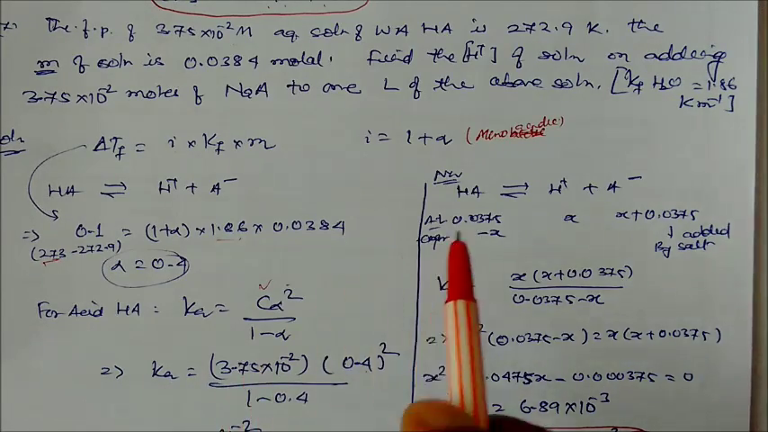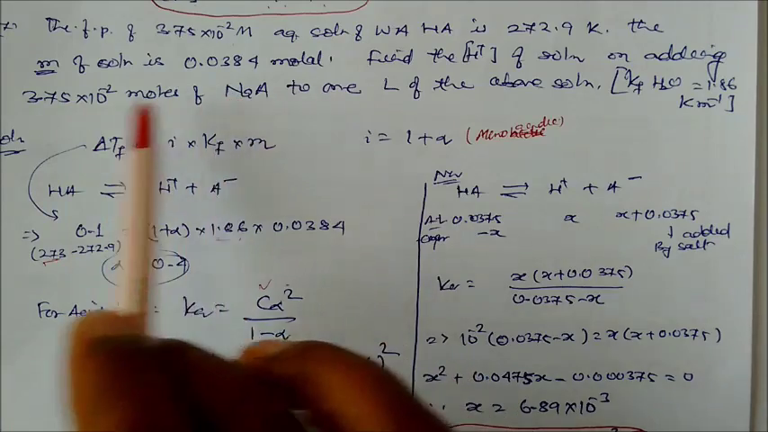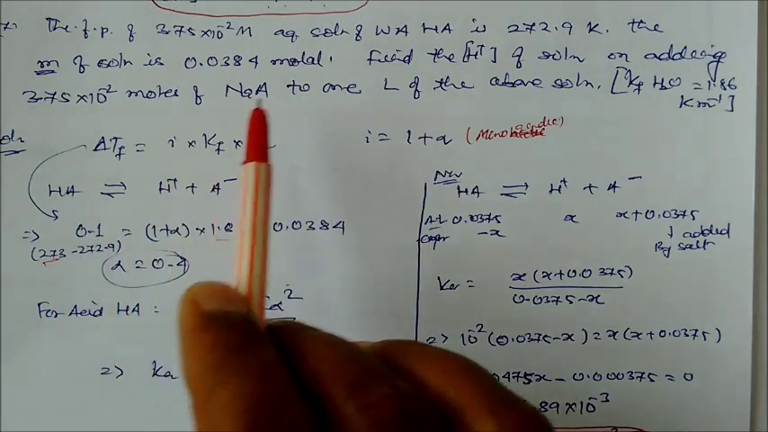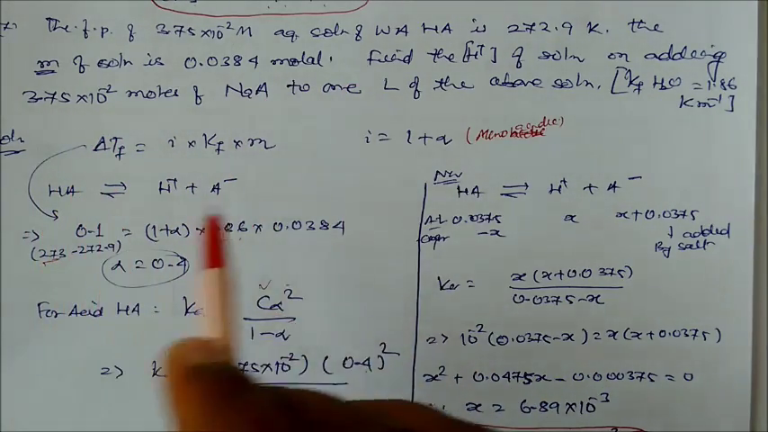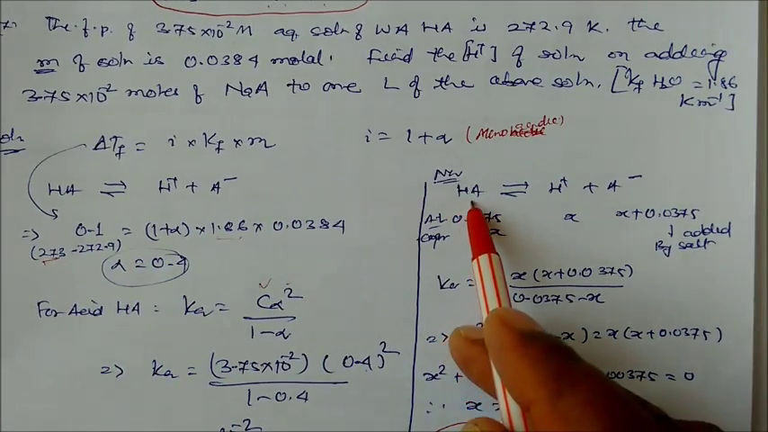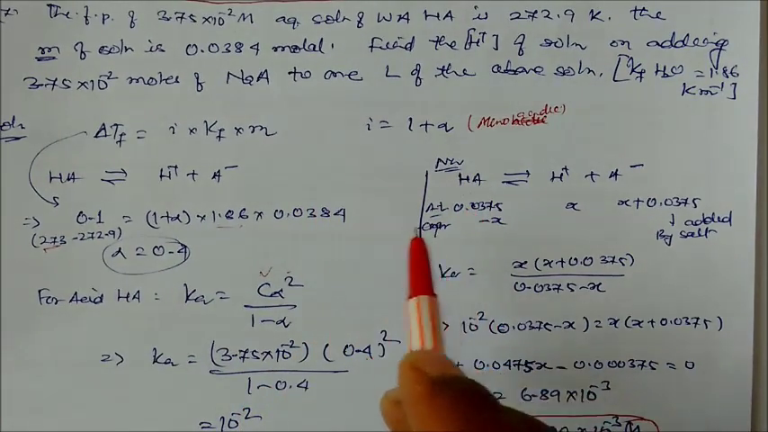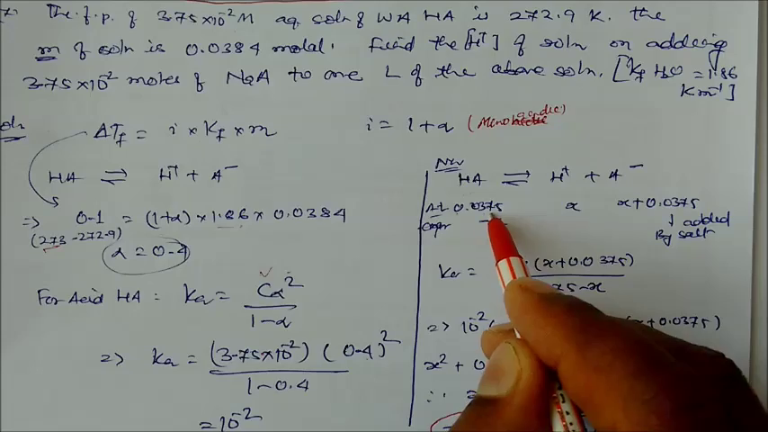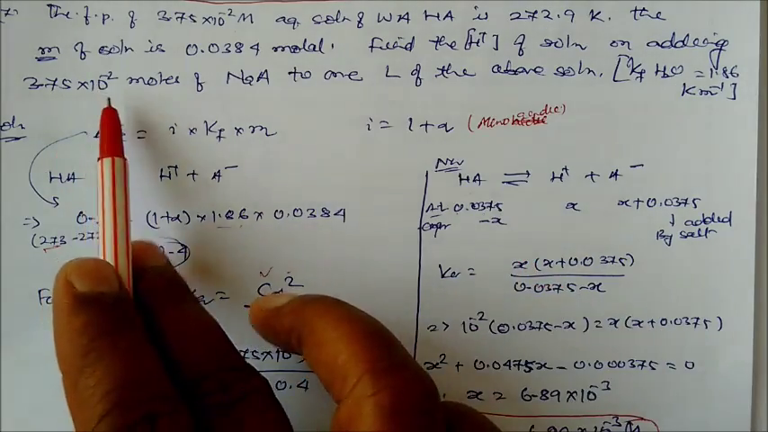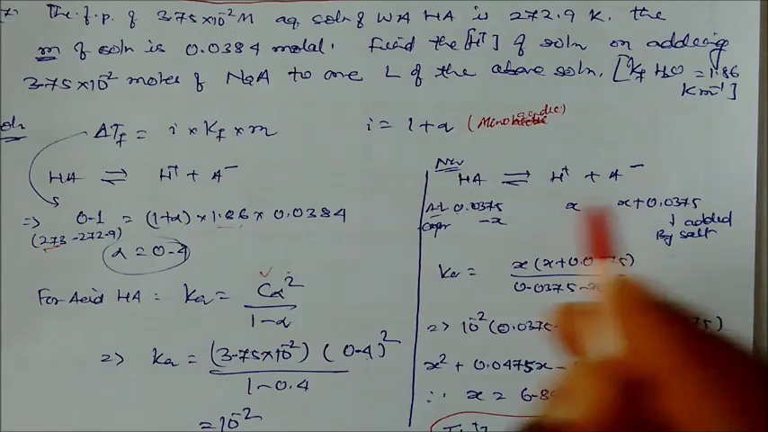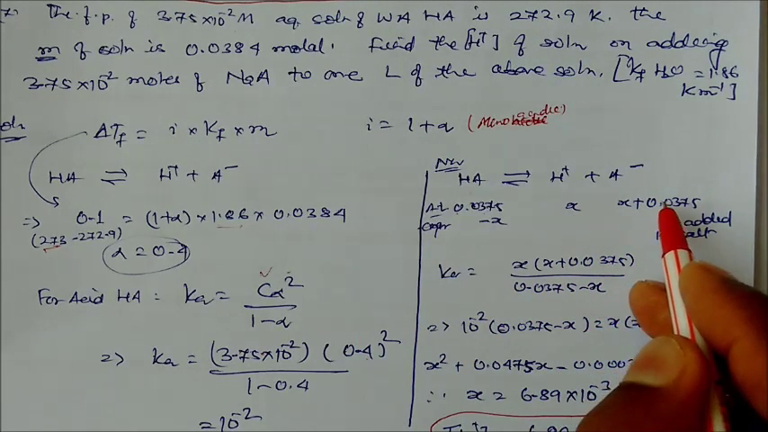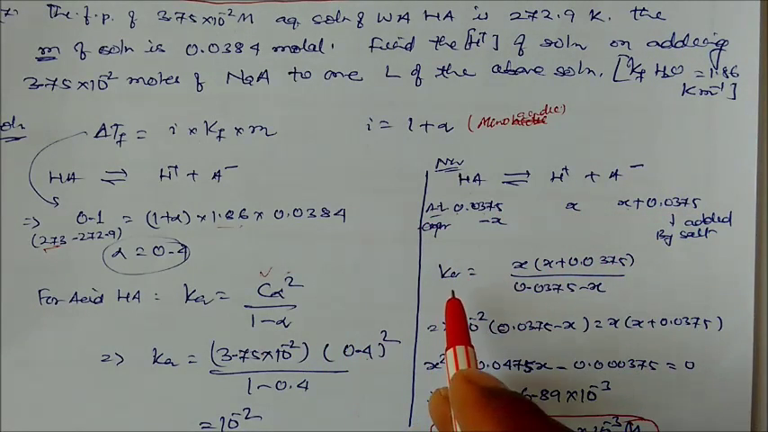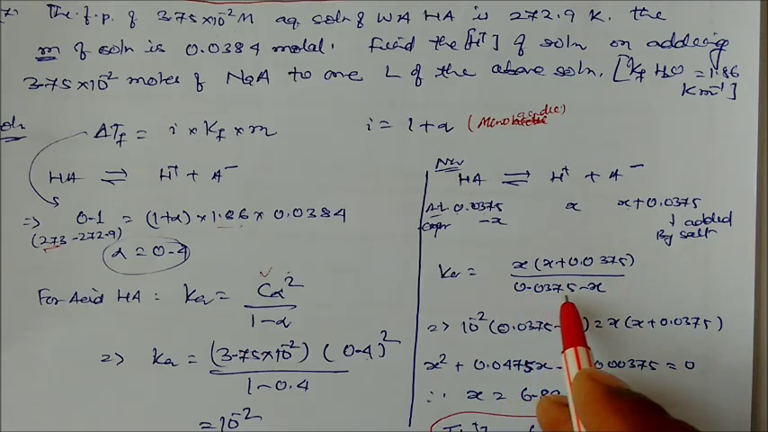Now from this K, we are adding some more salt: 0.0375 moles of NaA in 1 liter of solution. On adding this salt, the dissociation of HA, this weak acid, will decrease. Earlier the initial concentration was 0.0375, but after adding this, the equilibrium shifts in the backward direction. So X plus 0.0375 has been added. This becomes X, this becomes X, and this becomes minus X. Now we can find K equals X into this one, over 0.0375 minus X.